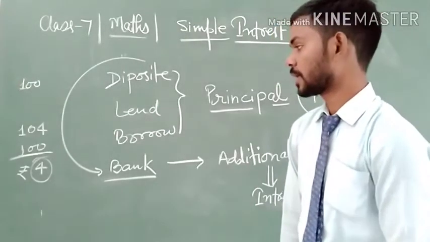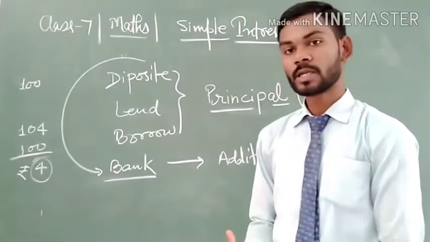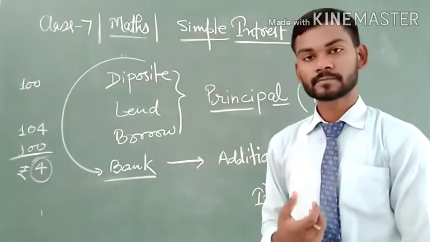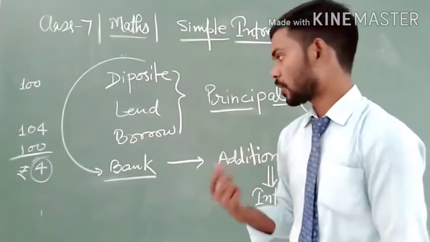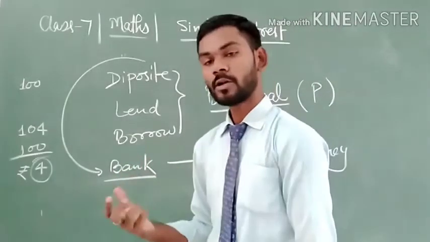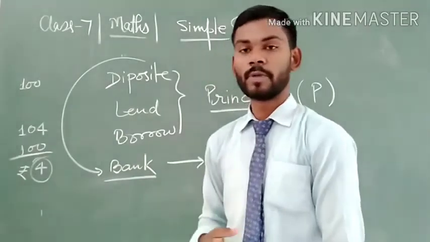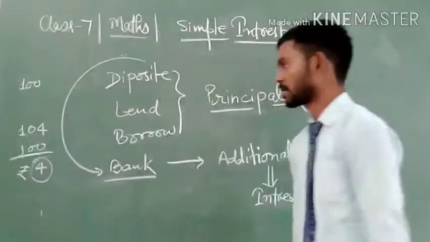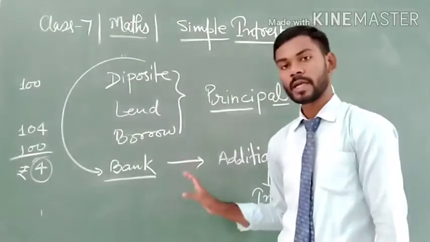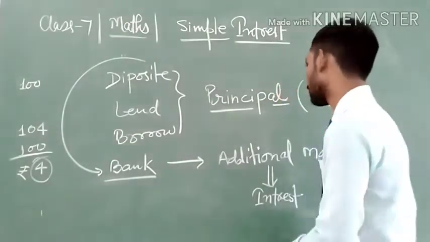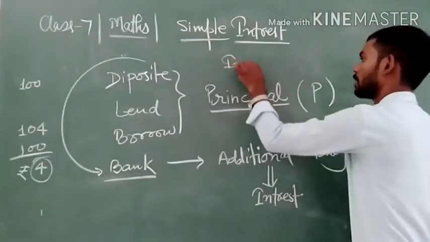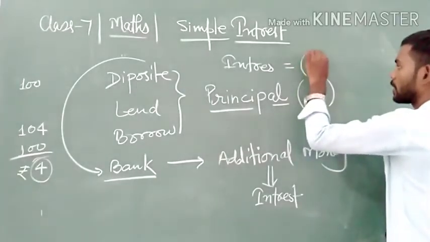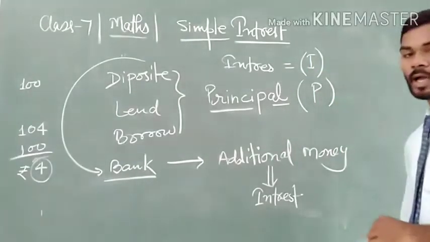Okay, so what is the interest? The additional money that we get when we lend or deposit money in the bank. That additional money is called interest, and here we shall represent this interest by the capital letter I of the English alphabet.